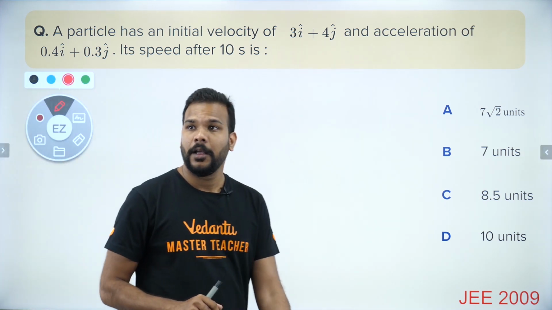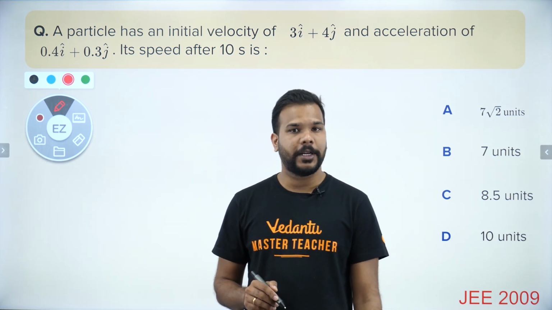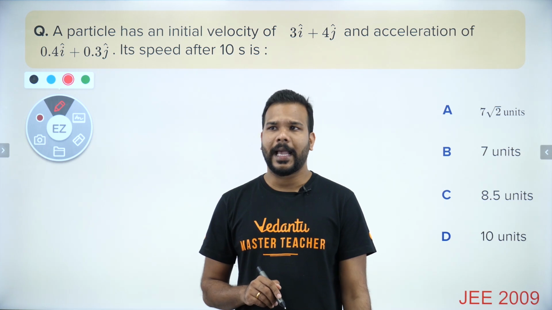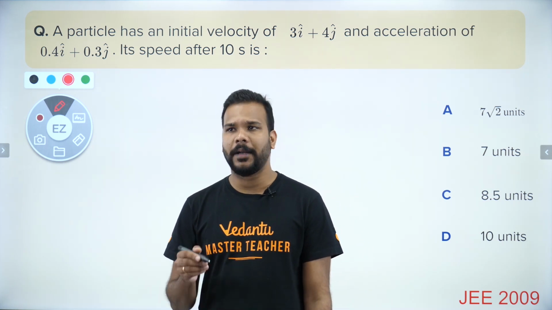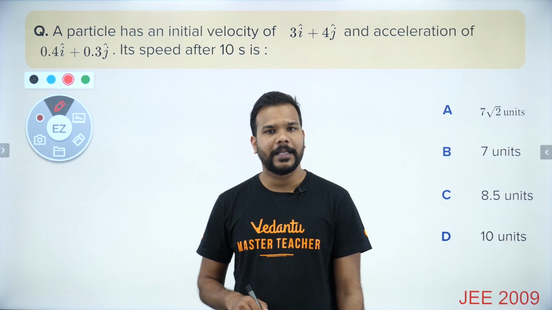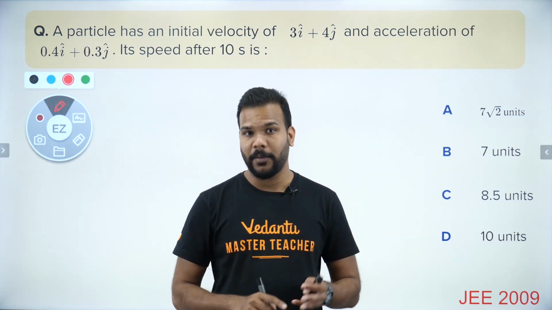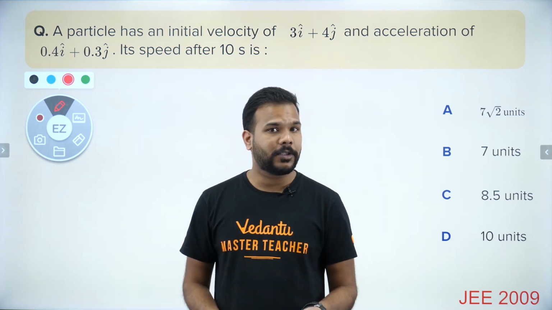Question says that you have a particle which has an initial velocity of 3 i cap plus 4 j cap. So that's the initial velocity, and the acceleration is given as 0.4 i cap plus 0.3 j cap, and the speed after 10 seconds has been asked. So guys, you can see that the acceleration given is constant. That means it is uniformly accelerated motion. Initial velocity is also given.